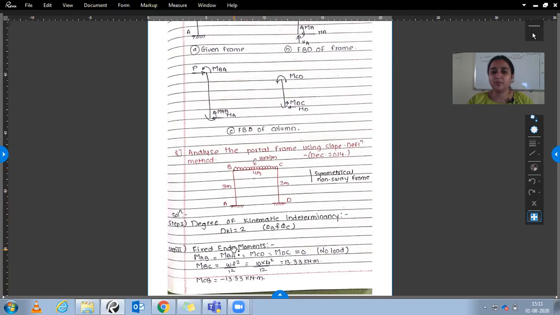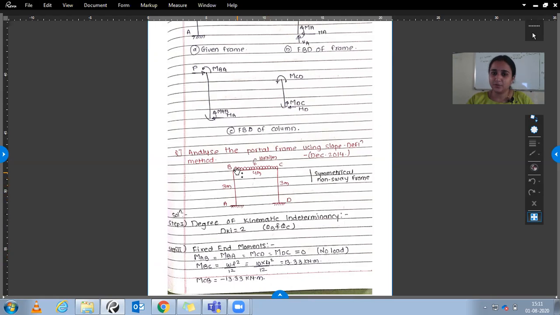Then finding fixed end moments. Consider this column A to B and C to D, the parts of the portal frame. There is no externally applied load, as you can see. The load is only on the member BC. Because there is no external load, the fixed end moments at the AB and CD spans are equal to 0.